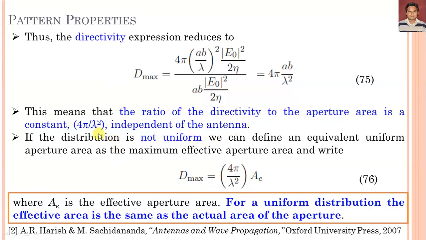If the current distribution is not uniform, then we can calculate the effective aperture area and the directivity D max is equal to 4 pi upon lambda square times A E. So this is the simple analysis as we have discussed in lecture 3 of this antenna aperture series, when considering the case of a rectangular current sheet placed in free space, but here we have to analyze when we are putting it on the infinite ground plane.